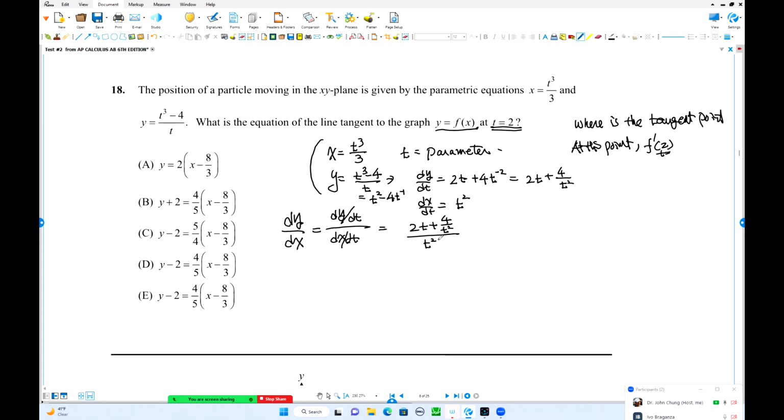Now from here we get the value of dy dx because t is given here, at t equals 2, isn't it? Put this number 2 there. We don't have to simplify, right? We just evaluate. 2 times 2 is 4. 4 over 2 squared is what? 1, right? 4 over 4 is 1. And t squared is 4. That is 5 over 4. That's the slope at this point.